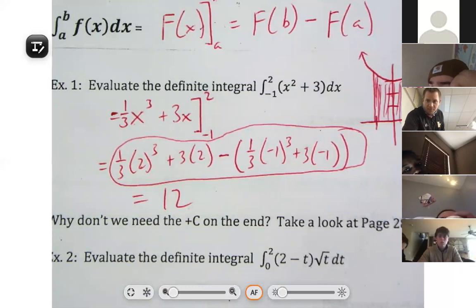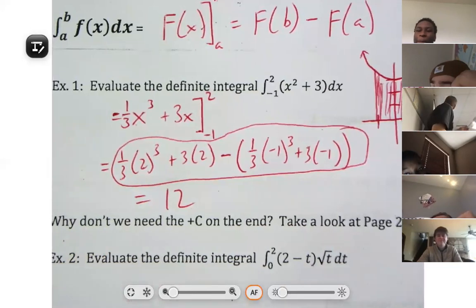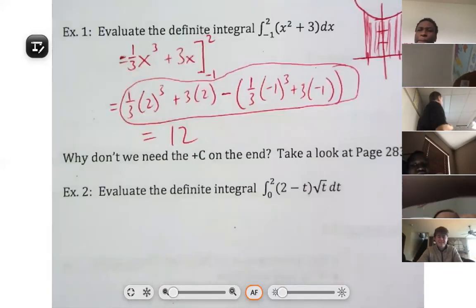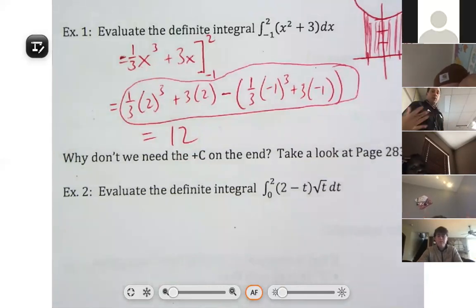Baba, you got a question? Yeah. What's up? Why don't we put plus C when we integrate? Look at the next line. It's like we planned this, man. So the very next line says, why don't we need to put plus C? Like, why didn't I put plus C when I integrated when every other time we've had to put plus C, right? So very good question.